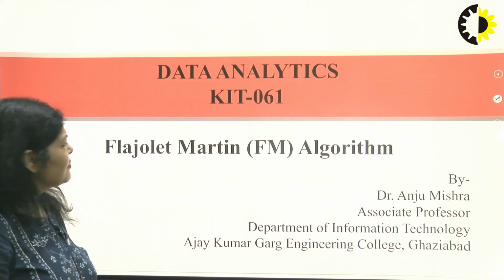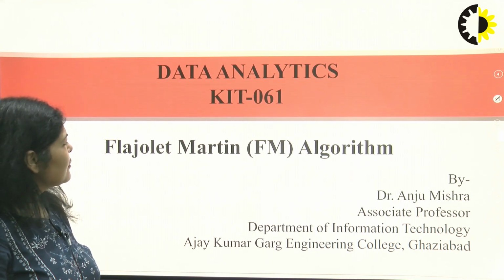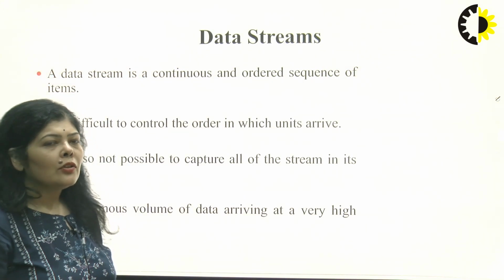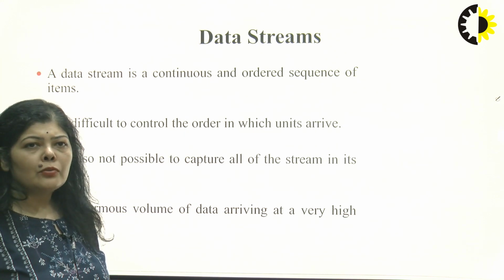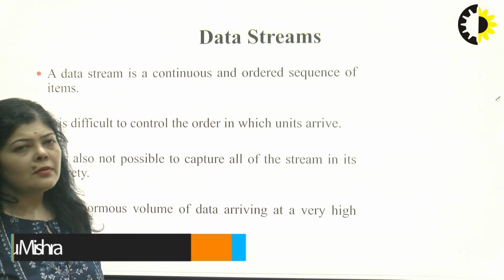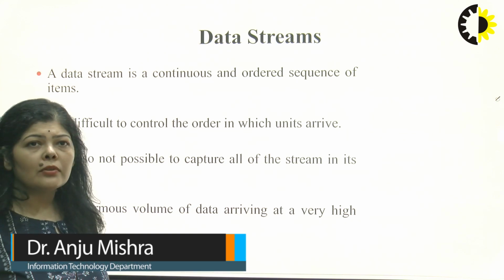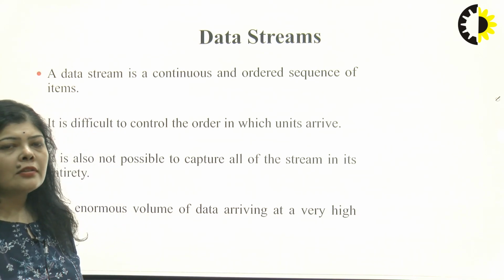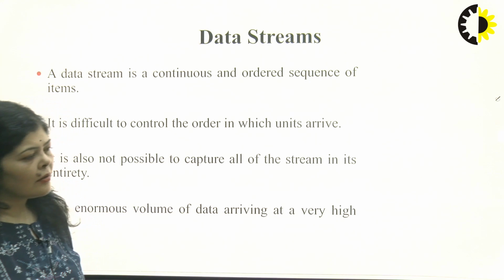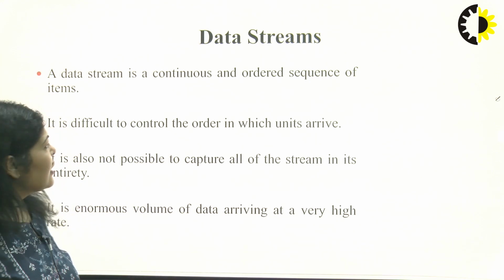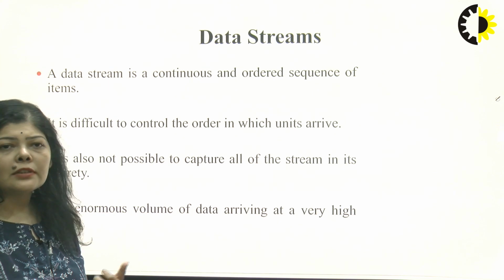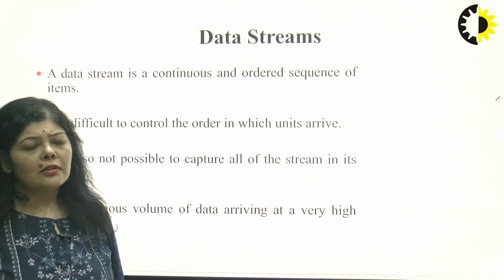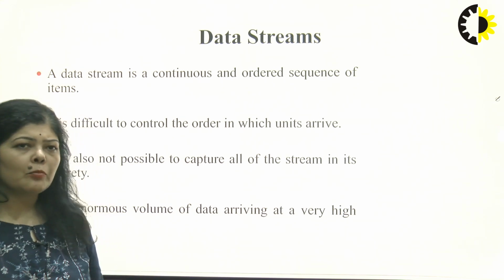Hello everyone. Today I'm going to explain the Flajolet-Martin algorithm, called the FM algorithm. This algorithm is used for mining of data streams, and first of all we need to know what a data stream is. A data stream is a continuous and ordered sequence of items flowing continuously. It is very difficult to control the order in which these items appear in the data stream, and we cannot predict the arrival of a particular item at a specific point in time.